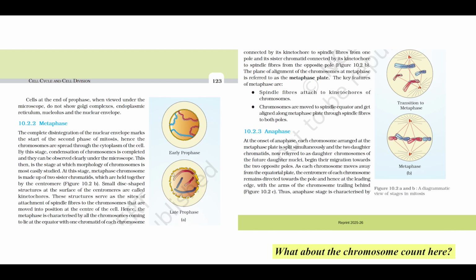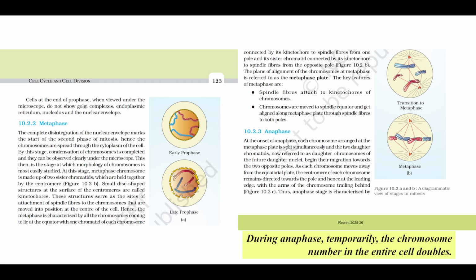What about the chromosome count here? You mentioned something tricky earlier. Right, the exam point. During anaphase, temporarily, the chromosome number in the entire cell doubles. If the cell was 2N before anaphase, it briefly becomes 4N chromosomes within that single cell boundary, because each separated chromatid is now counted as an individual chromosome moving to a pole. The DNA content, however, remains 4C overall until the cell divides. Temporary doubling of chromosome number within the cell during separation. Got it. It's a crucial detail for numerical questions.